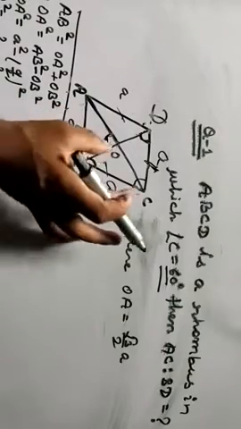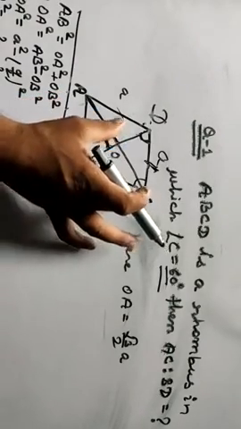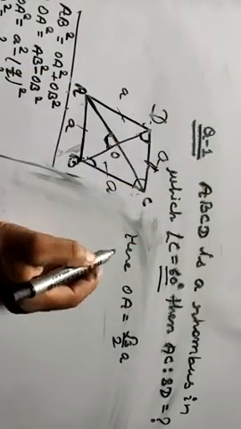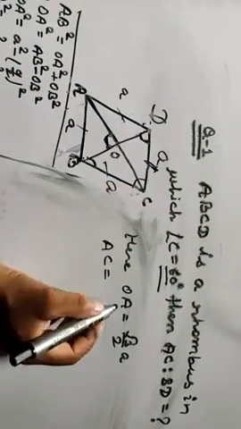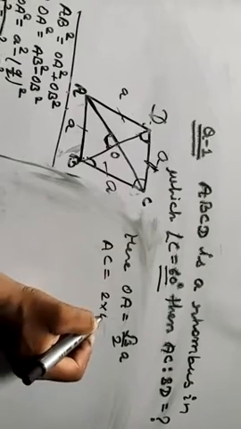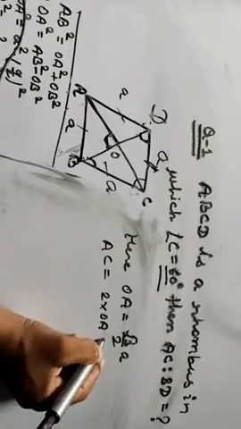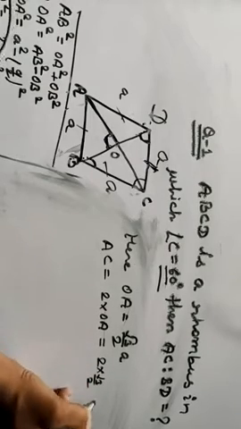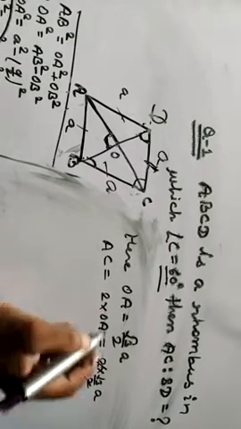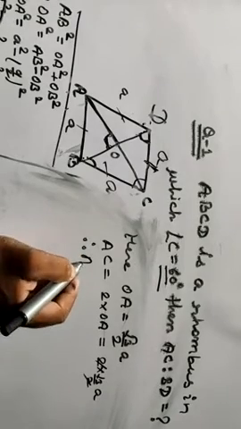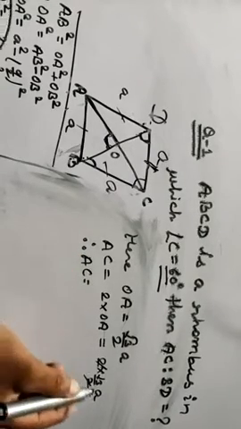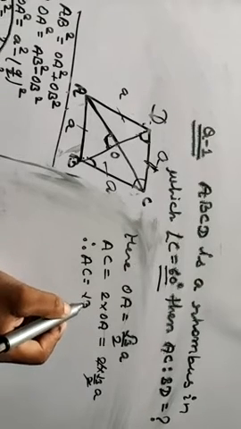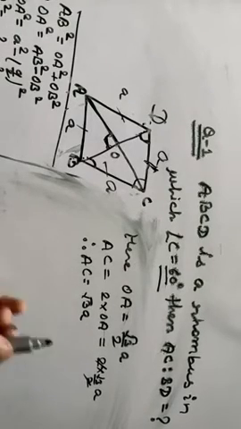Then what about OC? OC equal to what? Double of this diagonal, double of OA. Then AC equal to what? AC equal to 2 into OA. Okay, the 2 into root 3 by 2 into A, the 2 cancels. Therefore AC equal to root 3 A. Okay, we got it.